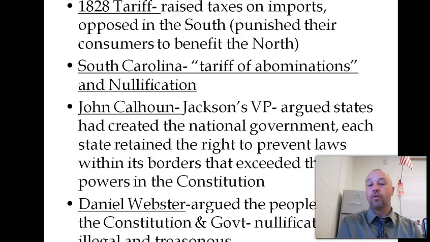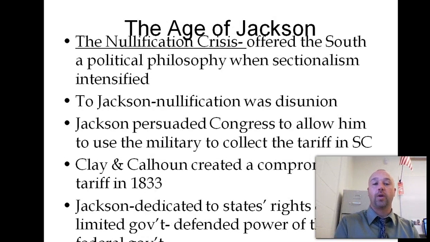And John Calhoun was Jackson's vice president. He's going to argue that states created the national government, so each state retains the right to prevent laws within its borders that exceed the power of the Constitution. Senator Daniel Webster believed that the people created the Constitution, therefore nullification is illegal and treasonous. And of course, Andrew Jackson will agree as well.